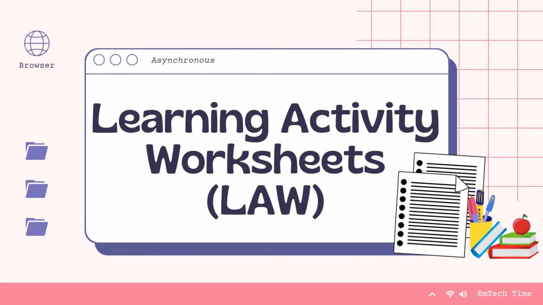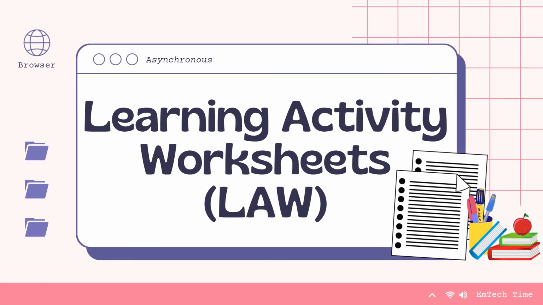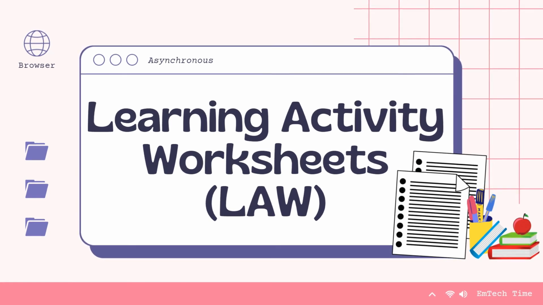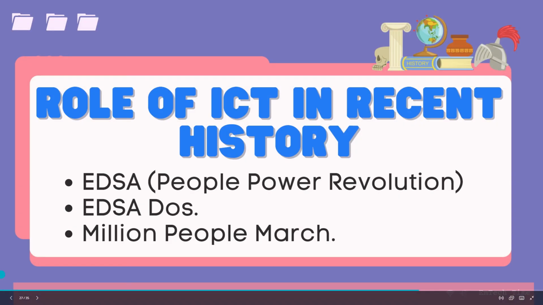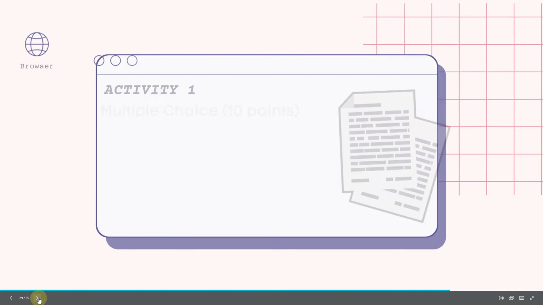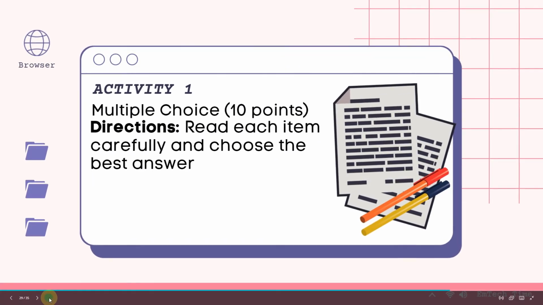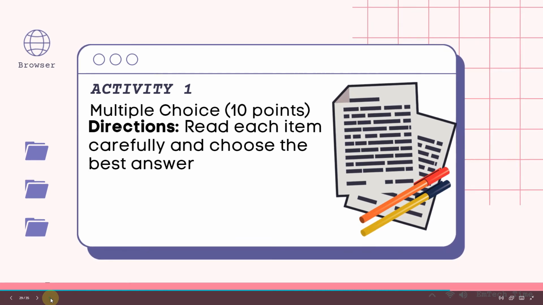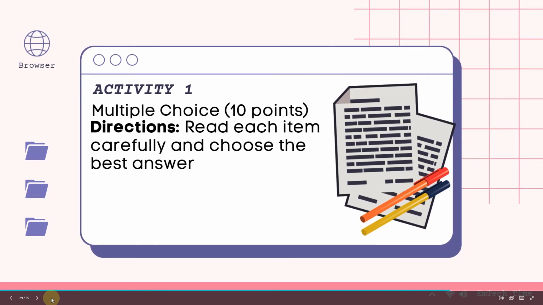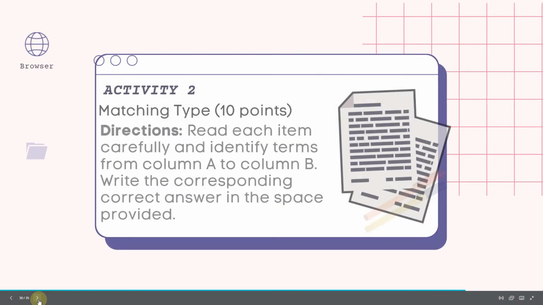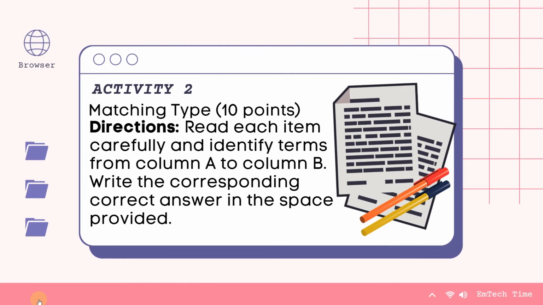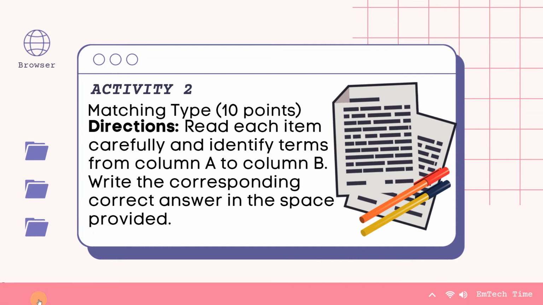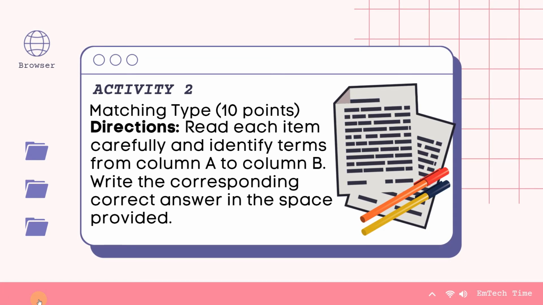So now, after our lesson, let's proceed to answering our learning activity worksheets asynchronously. The first activity is a multiple choice type of test, and the direction is to read each item carefully and choose the letter of your best answer. For activity 2, matching type, also 10 points. Direction: read each item carefully and match the terms from column A to column B. Write the corresponding correct answers in the space provided.